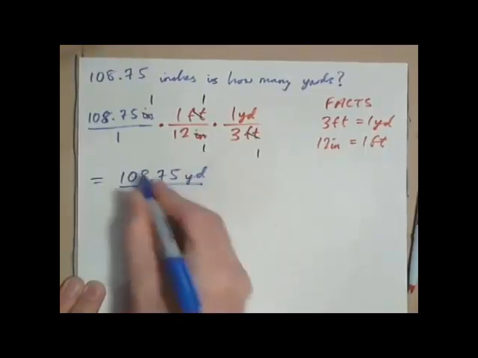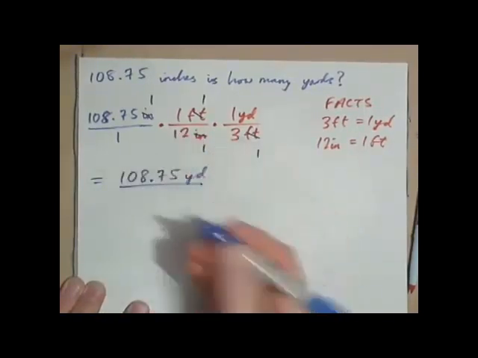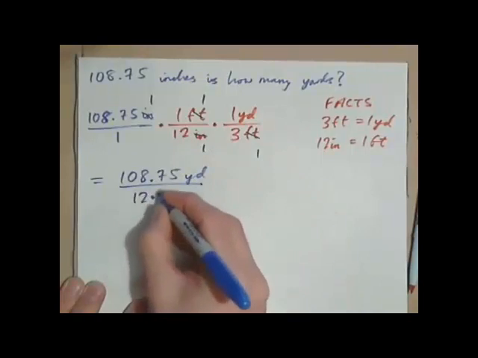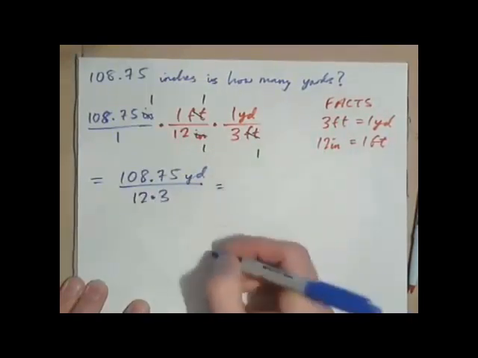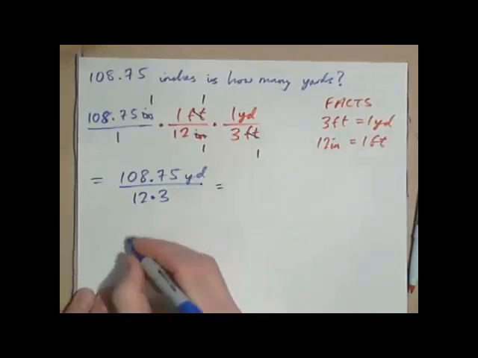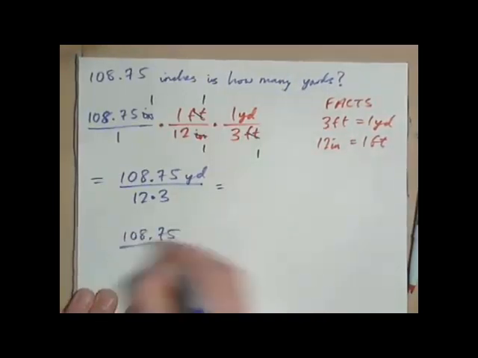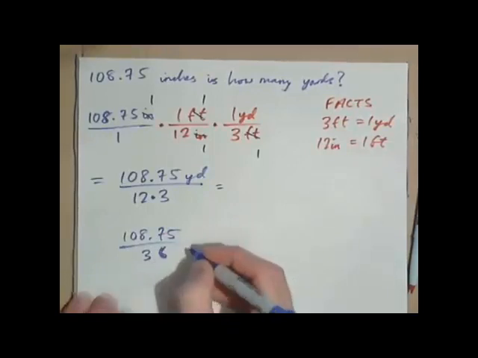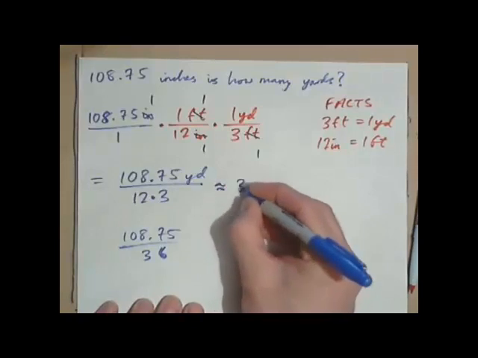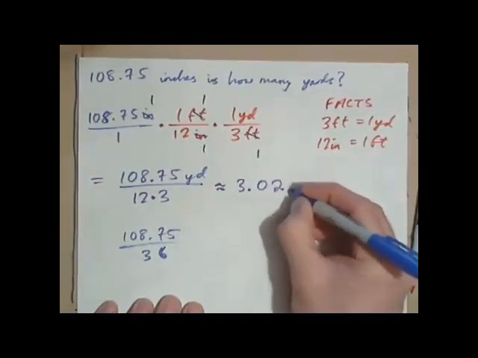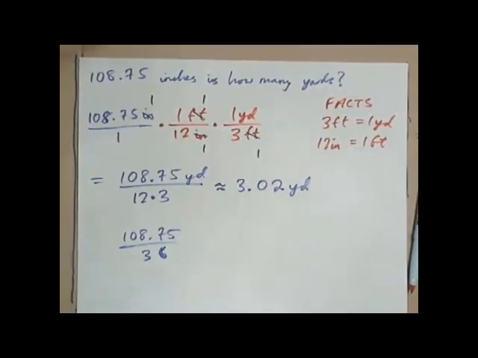All over 1 times 12 times 1 times 3 times 1, all over 12 times 3, and that's it. Put this in the calculator, you got to make this 108.75 divided by 36, of course, and you should get approximately 3.02 yards, so a little over 3 yards.